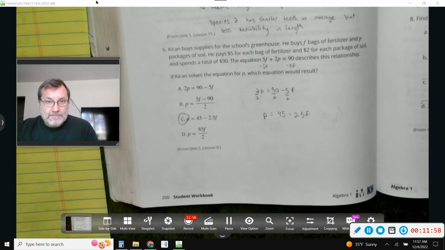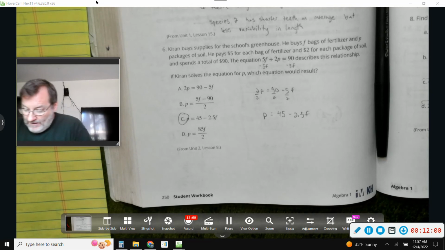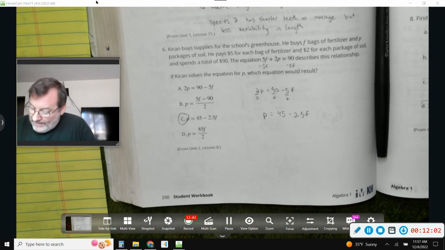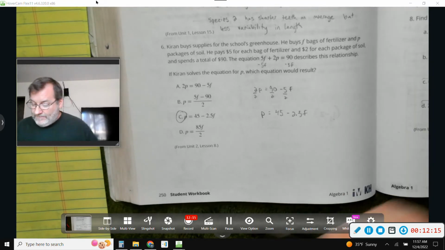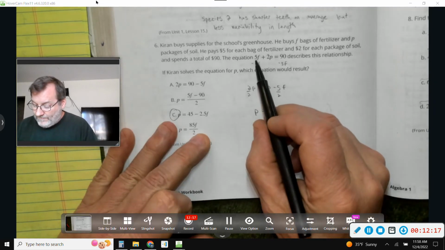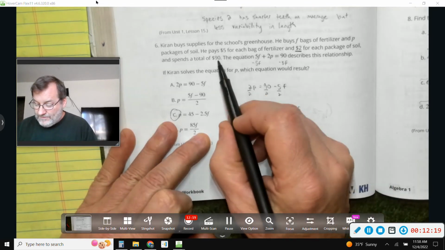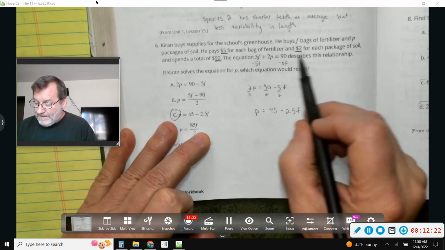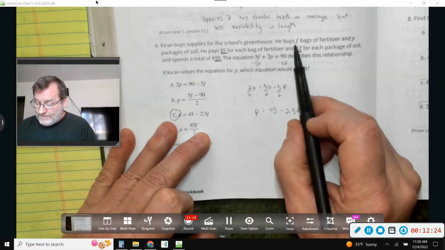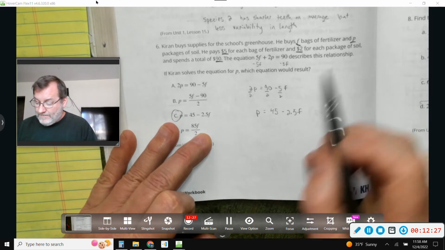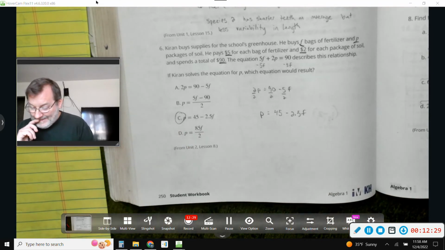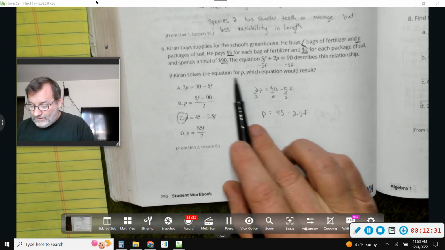And number 6. Kieran buys supplies for the school's greenhouse. He buys F bags of fertilizer and P packages of soil. He pays $5 for each fertilizer and $2 for each soil, spends a total of $90, and then they give you this relationship right here: 5F plus 2P equals 90. So there's the 2, there's the 5, there's the 90, and F is fertilizer, and P is your packages of soil. If Q solves the equation for P, what would the equation be?